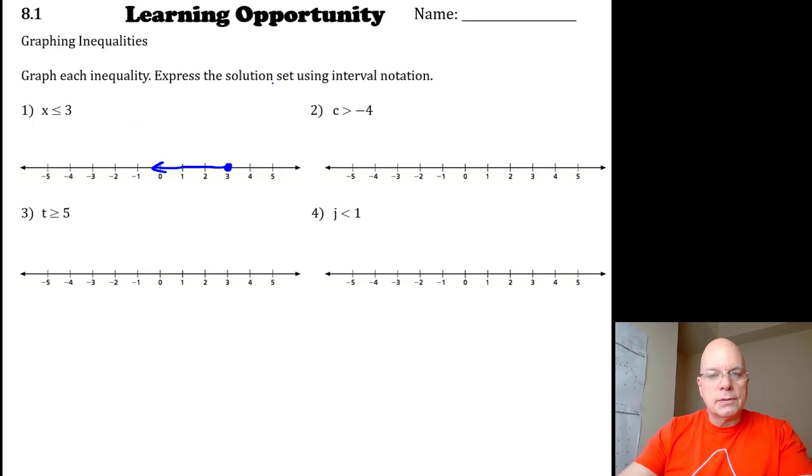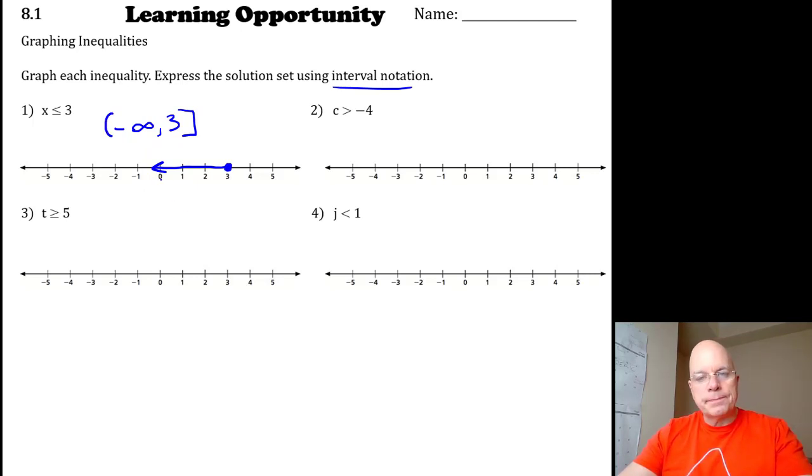The interval notation means all of the possible values of x. The least possible value of x, since this arrow is going to the left, would be negative infinity. And the greatest possible value for x would be positive 3. Since x could equal positive 3, use brackets to indicate that positive 3 is included. Negative infinity and positive infinity always get parentheses.